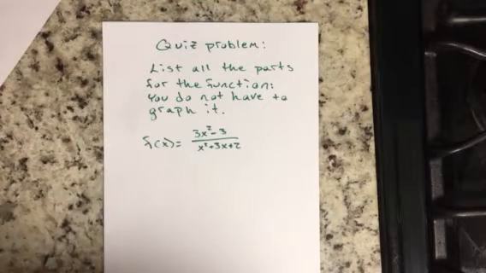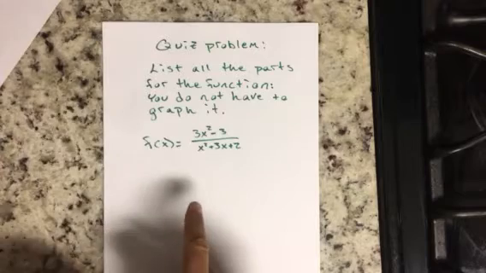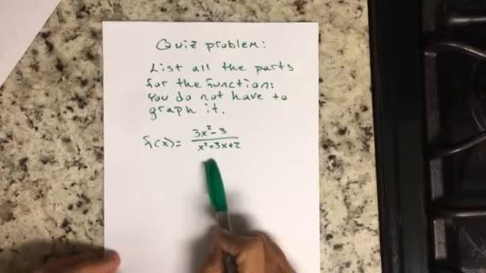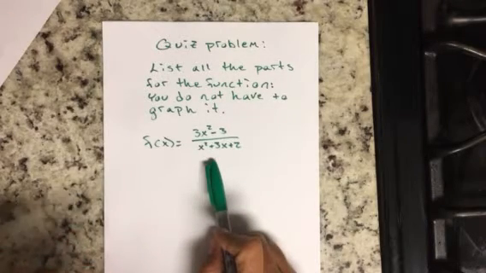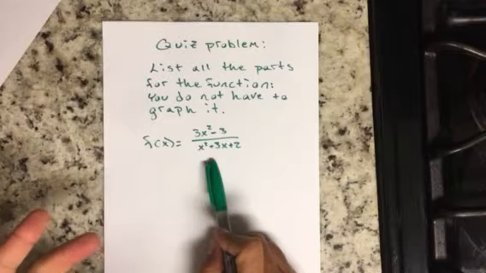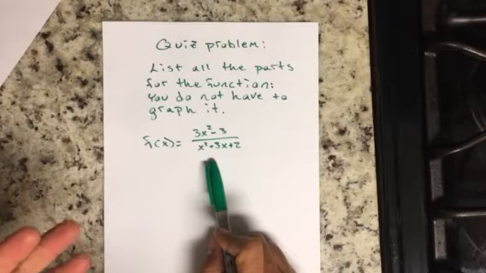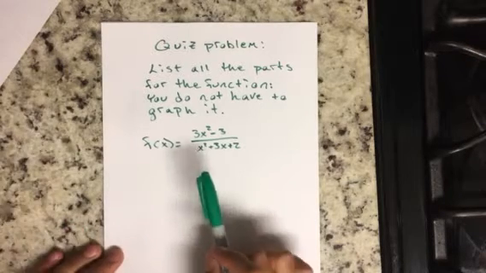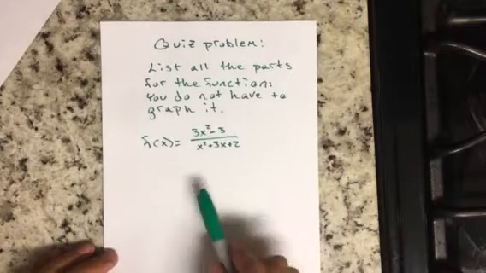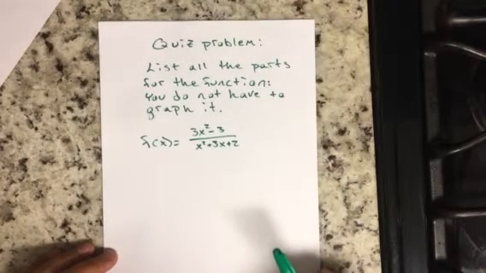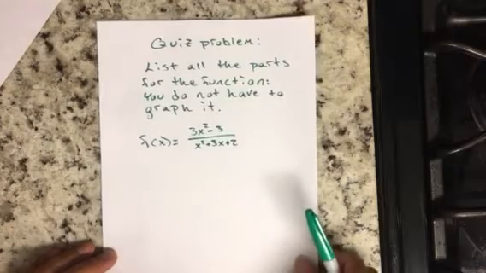I told you guys you would have a quiz on the video this week. This is the quiz. You need to list all the parts: y-intercept, zeros, vertical asymptote, horizontal asymptotes, slant asymptotes, and holes. You do not have to graph it. So pause it, write down the problem, do the problem, bring it with you to class.